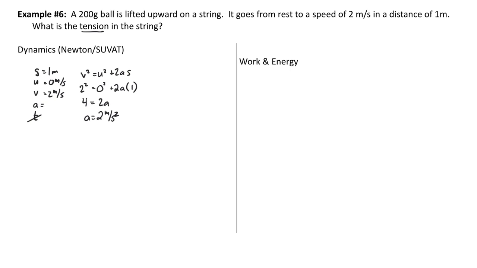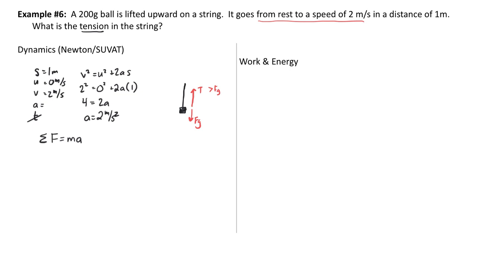So we got A, and now we are going to go force equals MA. But be careful here. It's not just F equals MA, it's the sum of the forces equals MA, because we do have the ball on a string. So we have 2 forces going on there: the force of gravity pulling down, and the tension, which is pulling up. Because it's being lifted upwards, the tension must be greater than the force of gravity. If they're equal, it would go at a constant speed, but it's not going at a constant speed, it's going faster.